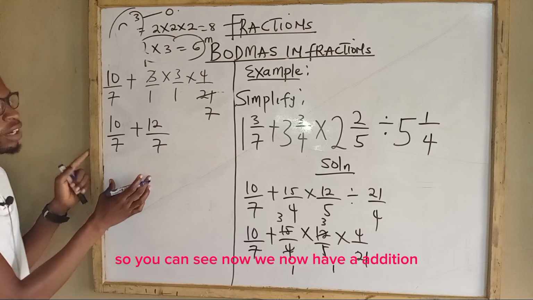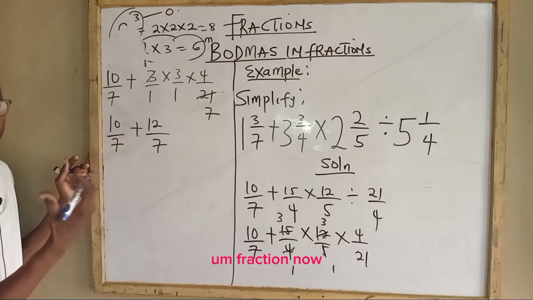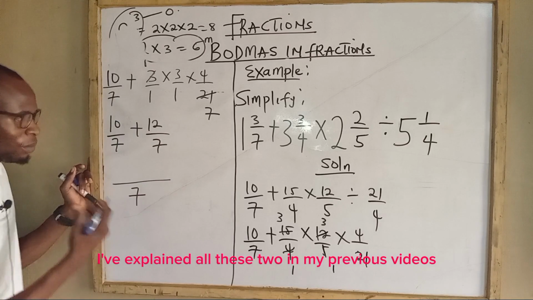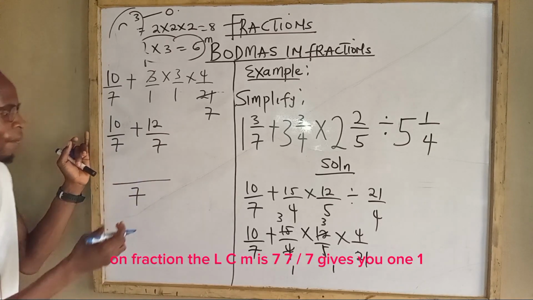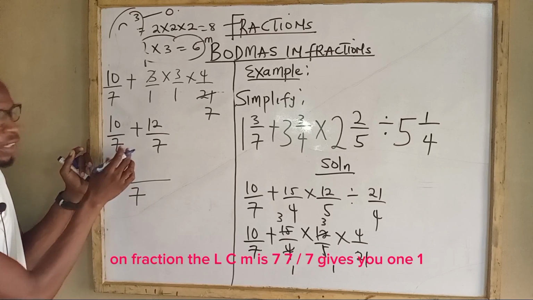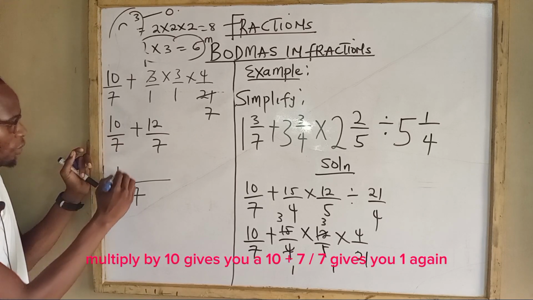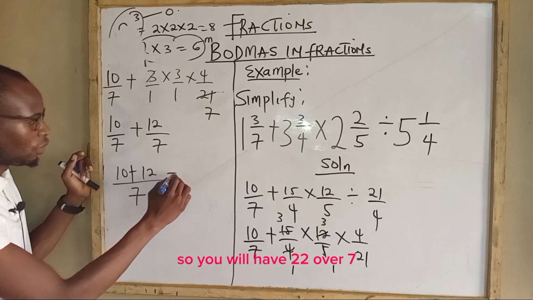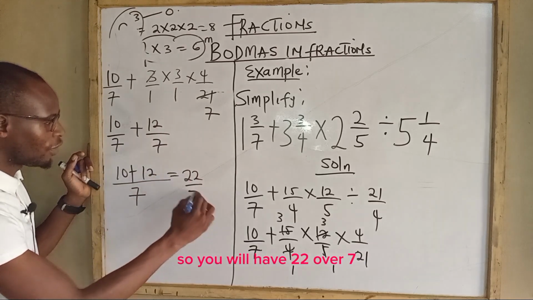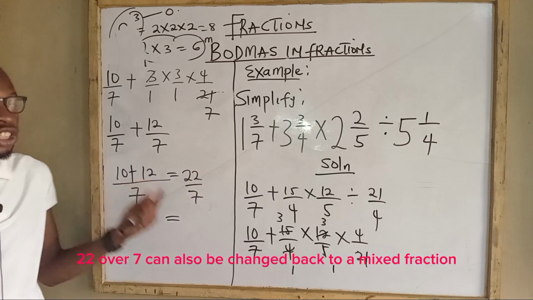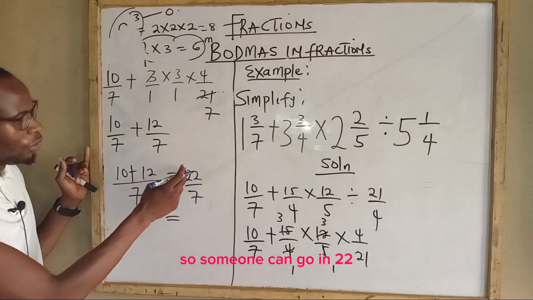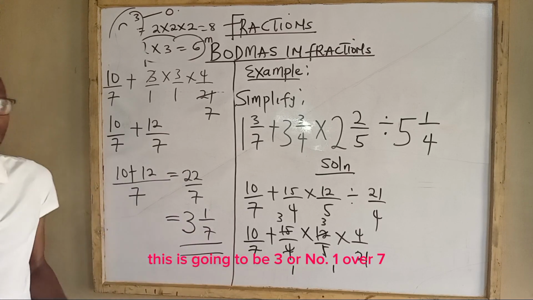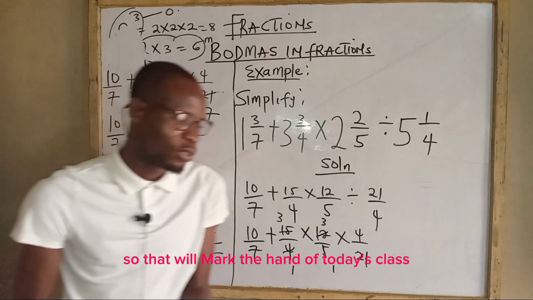So you can see we now have an addition of fractions. We are simply going to add these together. I've explained all these in my previous videos on fraction. The LCM is 7. 7 divided by 7 gives you 1. 1 multiplied by 10 gives you 10, plus 7 divided by 7 gives you 1 again, multiplied by 12 gives you 12. So you will have 22 over 7. And this 22 over 7 can also be changed back to a mixed fraction. 7 can go in 22, that's 3 times, remainder 1, which is going to be 3 whole number, 1 over 7.